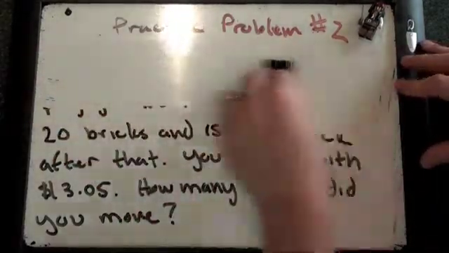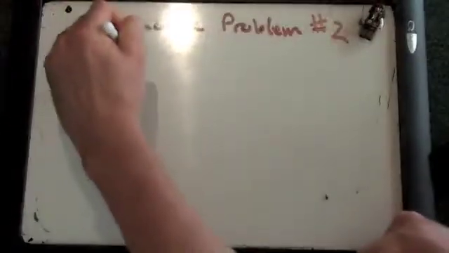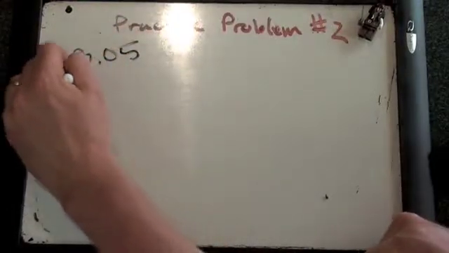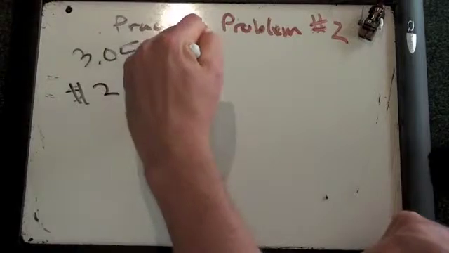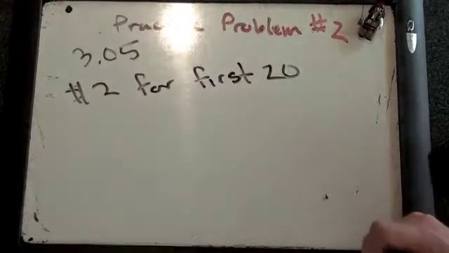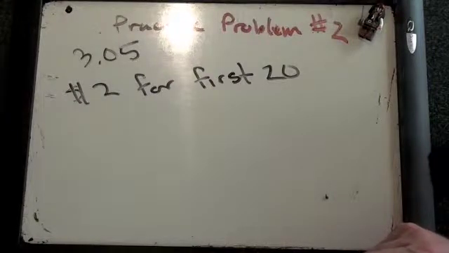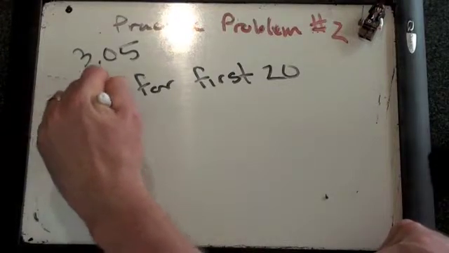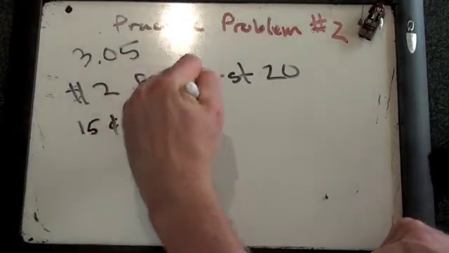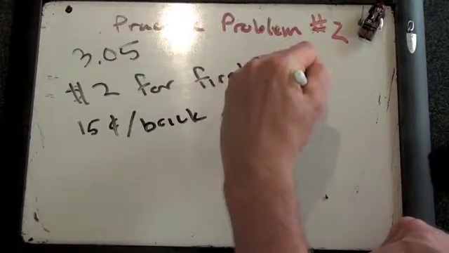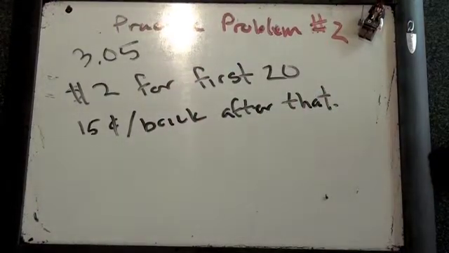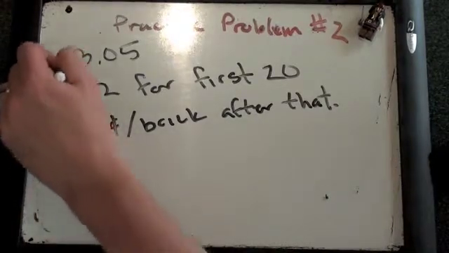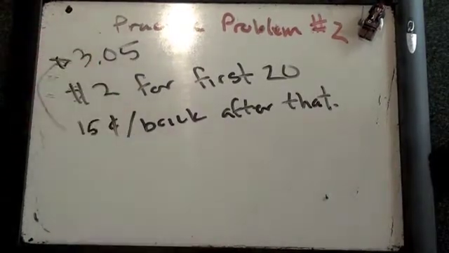So how much money did you get at first, do you think? You end up with $3.05, and you got $2 for moving the first 20 bricks. So how much did you get for moving the next number of bricks? 15 cents per brick after that. And you end up with $3.05. Okay, we're trying to figure out how many bricks you moved.